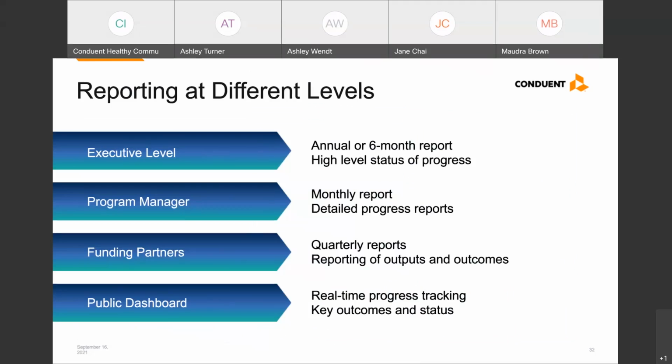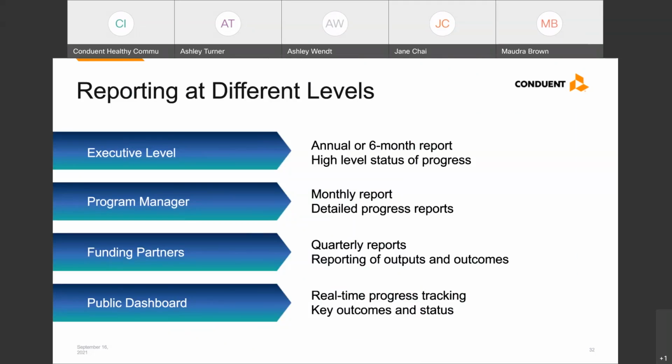Now that you've put your plan into action and have started data collection, you'll want to be able to report out on your progress. What we found is that different people need or require different reports at varying intervals. That could be monthly, quarterly, or annually. For instance, you might need to report to executive leadership, a board, or director who really needs to see a high-level overview of your progress.